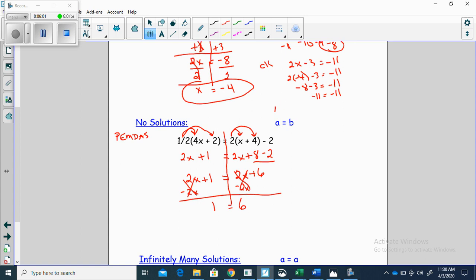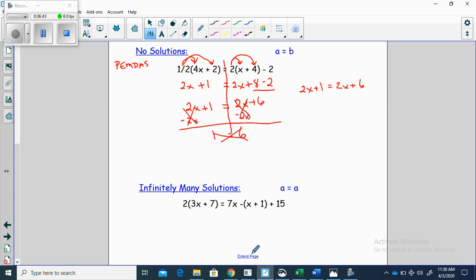1 is equal to 6. Here I've got two numbers that I know are not equal to each other, are they? If they're not equal to each other, that means there's nothing that I can put in for x to get a solution here. There's nothing I can put in to have these two sides equal. There's nothing that would make 2x plus 1 equal to 2x plus 6. I can't have a value and add 1 to it, have that same value and add 6 to it, and have them be equal. So there are no solutions. Nothing will make this equation true.